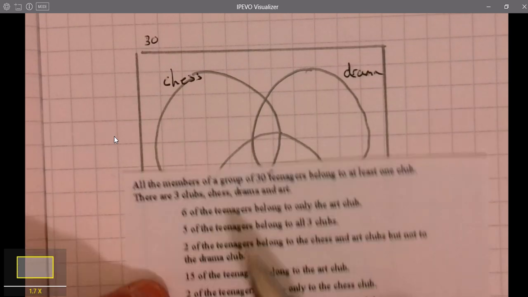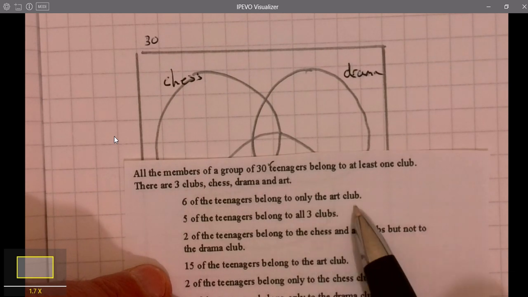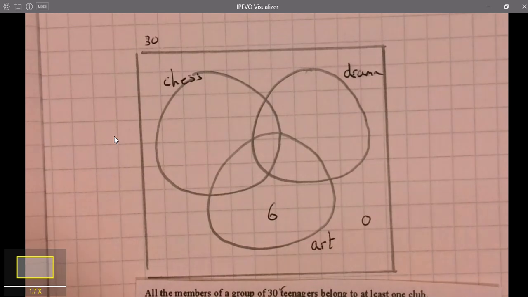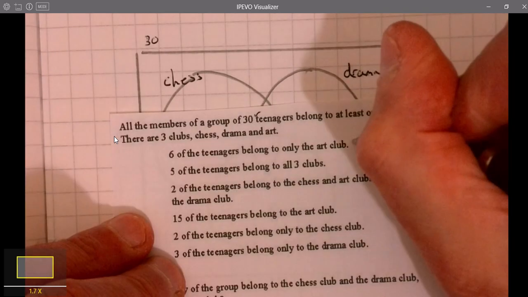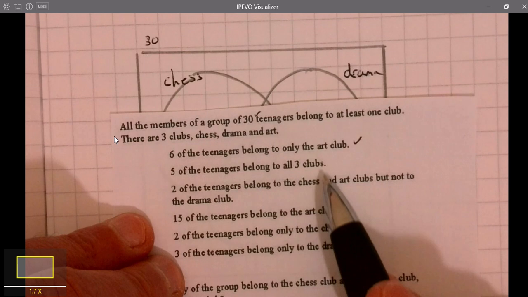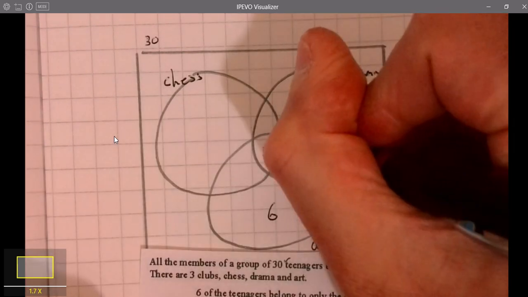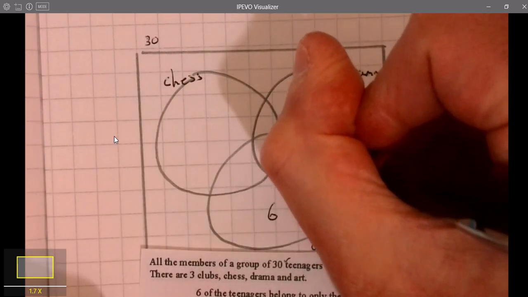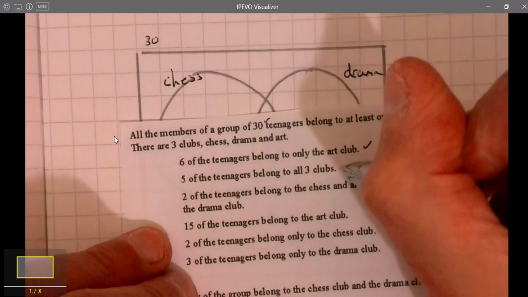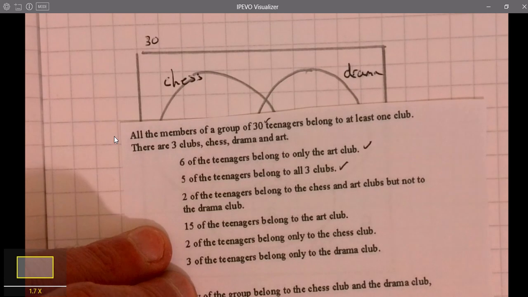Right, so what does it say? 6 of the teenagers belong to only the art club. So that's that one. I'm going to take that off. 5 of the teenagers belong to all 3 clubs. In there. Okay, remember you can keep pausing this. There you go. Just tick them off as you go.